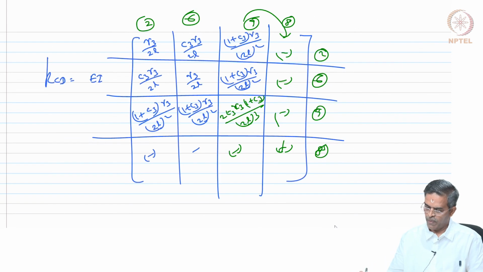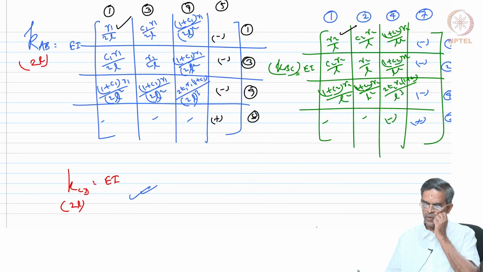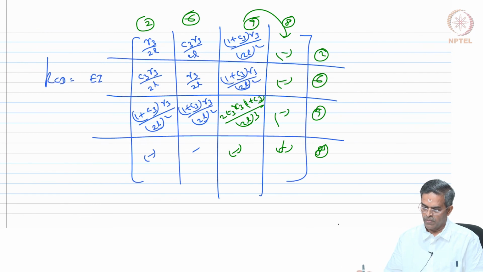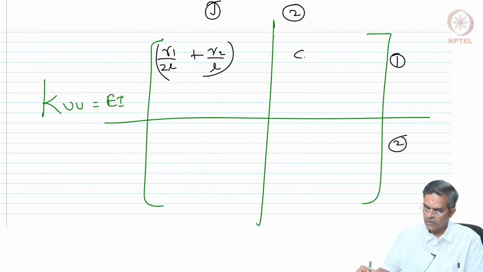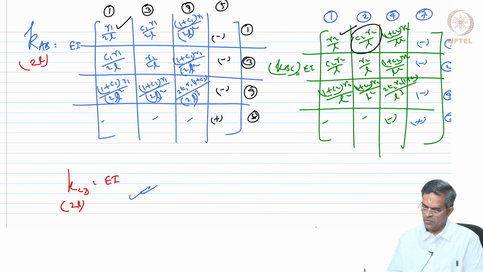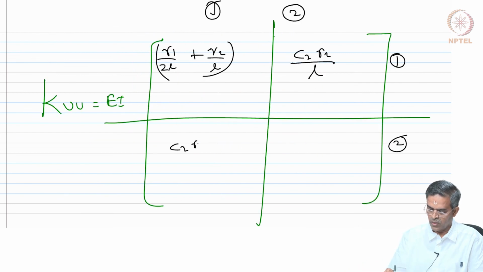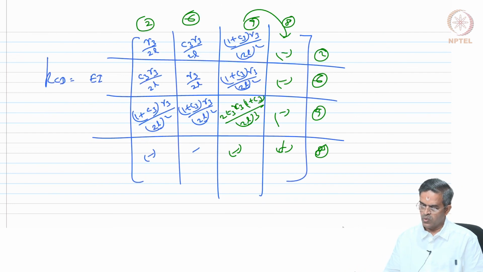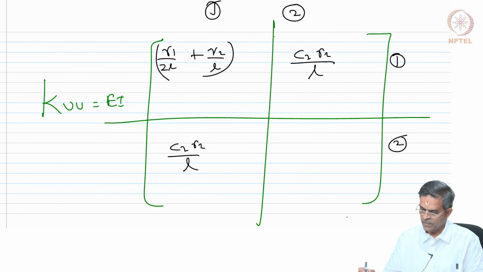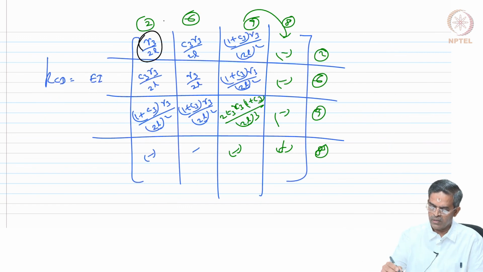Let us do for 1, 2. So, 1, 2 is here, C2 R2 by L. So, let us say 2, 1 is here, C2 R2 by L. Let us go for 2, 2. 2, 2 are 2 places. Let us say R2 by L plus, then we also have R3 by 2L, right.